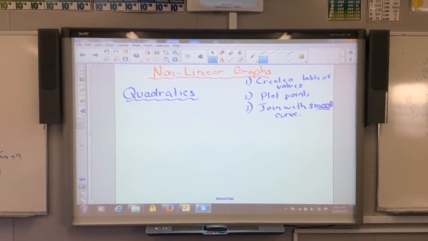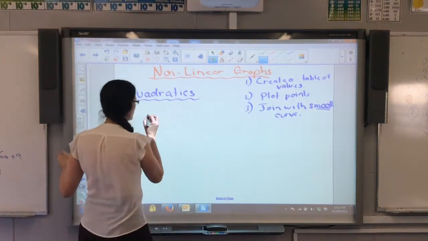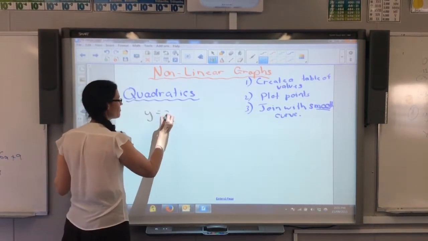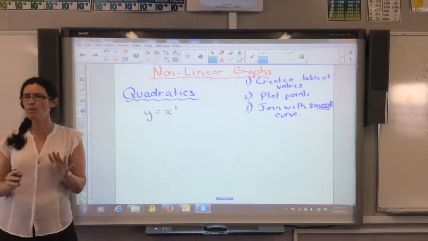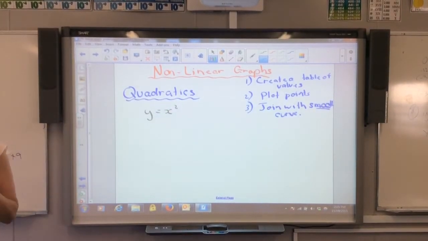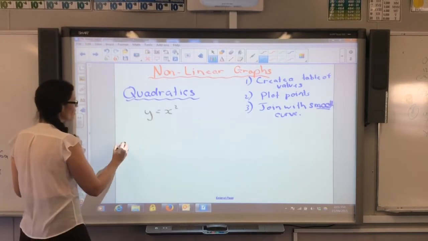time. Okay, so the first thing we're going to look at is something called quadratics. Now, quadratics are equations that have an x squared as their highest power in them. So we're going to look at the easiest quadratic of all, which is y equals x squared. Now, because we have no idea what this is going to look like yet, we're going to create quite a large table of values to work out what's going on.